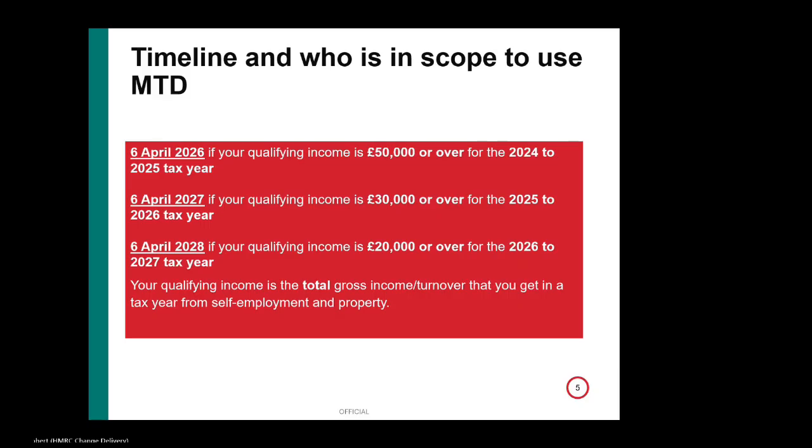Your qualifying income is the total income you get in a tax year from self-employment and UK property and foreign property. All other sources of income reported through self-assessment, such as income from employment, PAYE, a partnership, or dividends, including those from your own company, do not count towards qualifying income. Pension income is not included in gross income either.